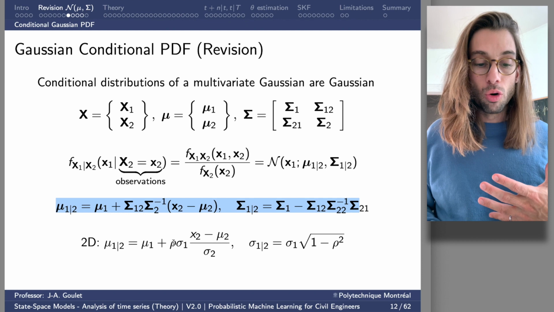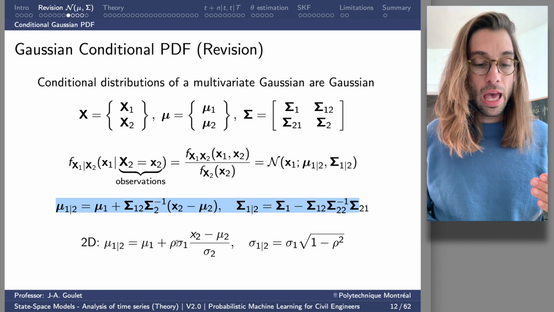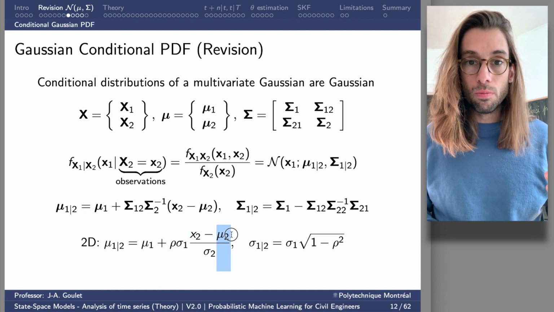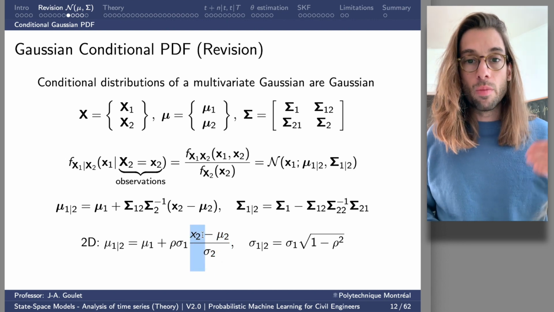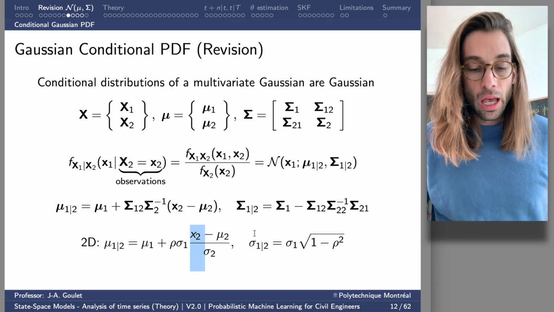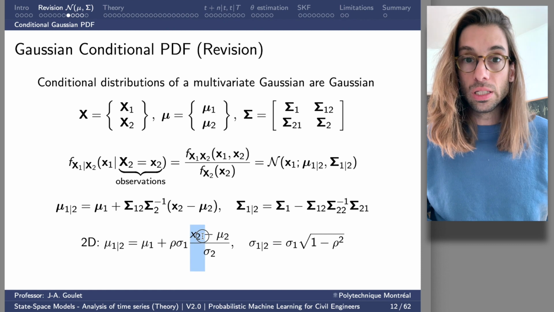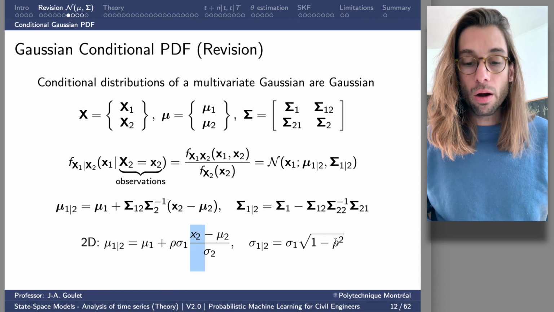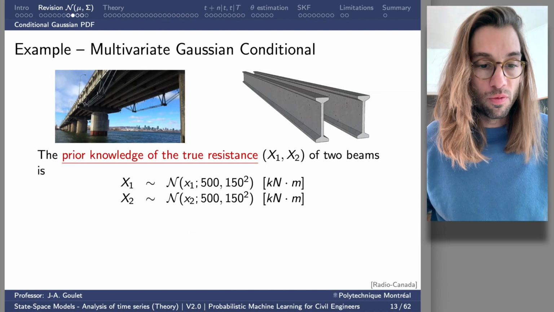Function of mu1, rho, my correlation coefficient between x1 and x2, and sigma 1, my standard deviation for x1, mu2, mean for x2, sigma 2, standard deviation for x2. And x2 is the actual observed value for my second random variable. And finally, my sigma 1|2, which does not depend on x2, it's independent of it, is sigma 1 times the square root of 1 minus rho square, where rho is again my correlation coefficient between my two random variables.